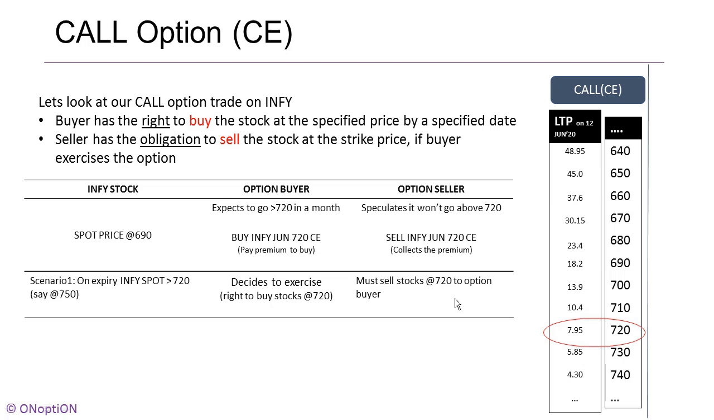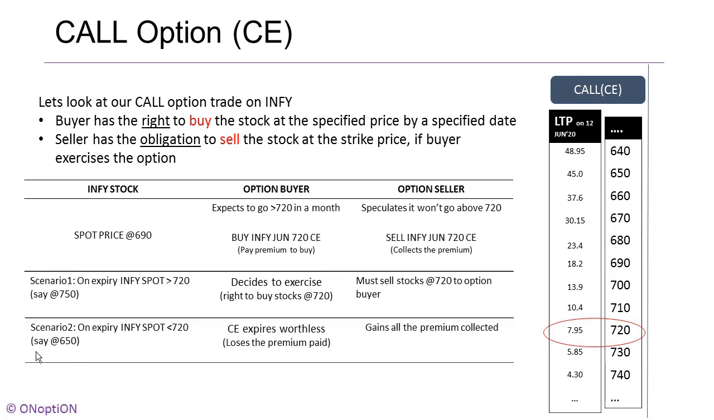What happens to the seller in this case? The seller must sell INFI stocks to the buyer at 720 rupees. So in this case, the seller would be losing 30 rupees immediately. He has to buy it from the market at 750 rupees and sell it at 720 rupees to the buyer. I hope this scenario 1 is clear. Let's move on to scenario 2.